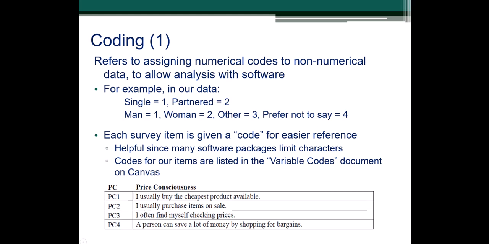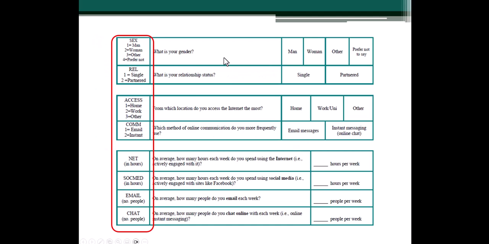So within our data, what we've gone through and done is recoded anyone who's indicated they were single for the partnered or relationship question as 1, partnered as 2, men were coded as 1, women as 2, other as 3, prefer not to say as 4. This is also the time when we go through and recode all of those labels to the particular variable code. So that all occurs during this coding stage. Within that variable codes document that's up on Canvas now, you'll see all of those codes that specify what the responses that people gave were coded as within our data set.